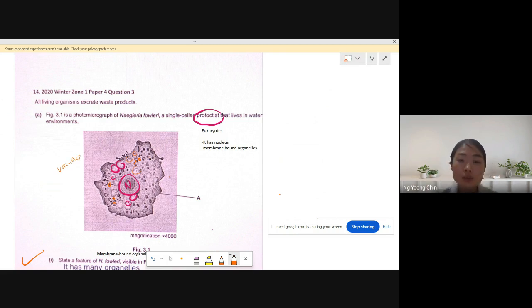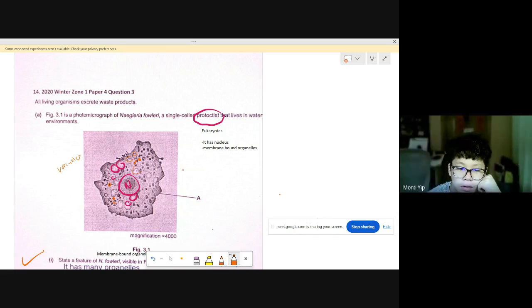So do you know why protists should have a vacuole inside? It's because most protists just live in a water environment. You just imagine, Monty, you are a protist, right? Now you are living in a water environment. So you can see every moment there will be water diffusing into your body, right?